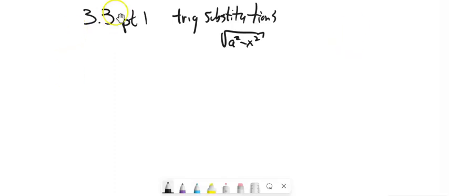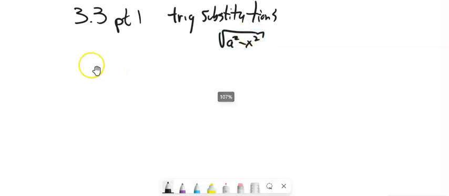This is M152. We are going to look at section 3.3. This is the first part of trig substitutions. We're just going to do one case this time. Next time we'll do two other cases and see where those lead. So here's the idea.